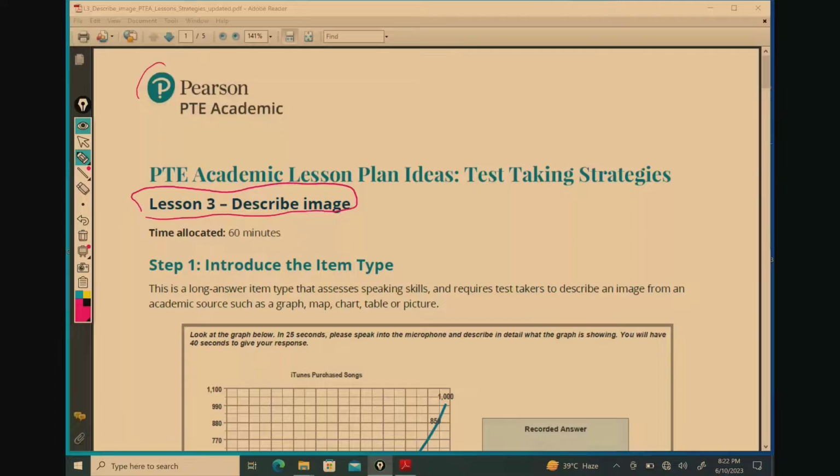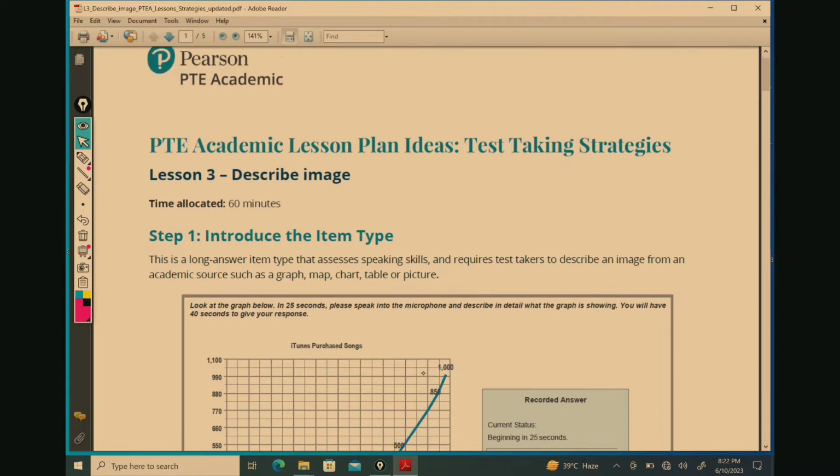PTE is a test where you can use templates because there is artificial intelligence at the back, so you can cheat artificial intelligence. In IELTS, there are human examiners, especially in writing and speaking, but here, don't worry. Okay. Now let's see how to deal with it.